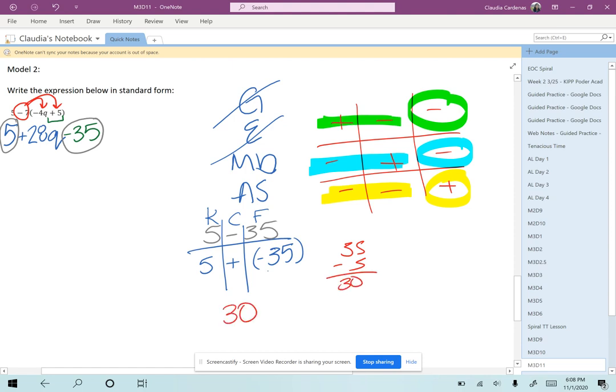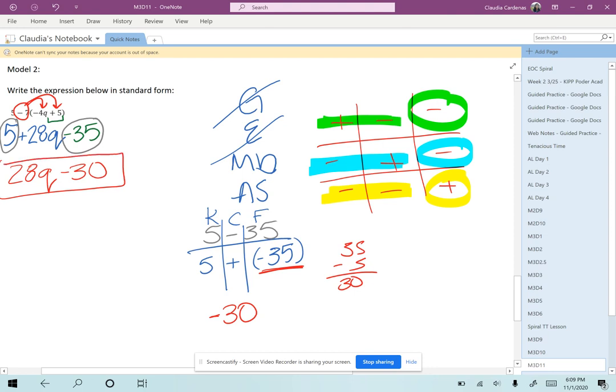And what number is bigger? Well, the 35 is, therefore our answer is negative. So let's go ahead and rewrite our expression: 28q minus 30. Can we combine anything else? No, we cannot. Therefore, our expression is simplified.